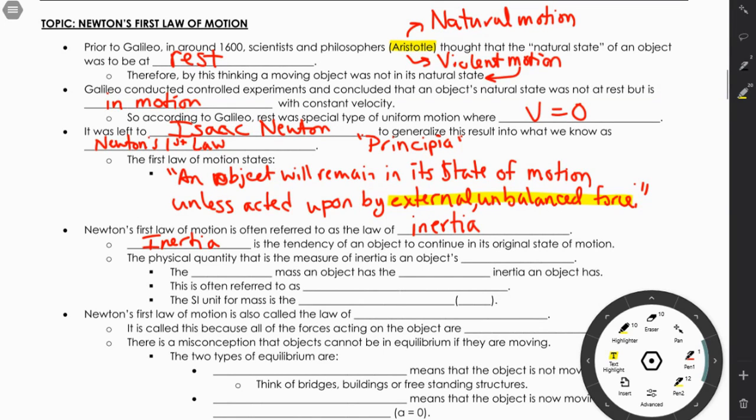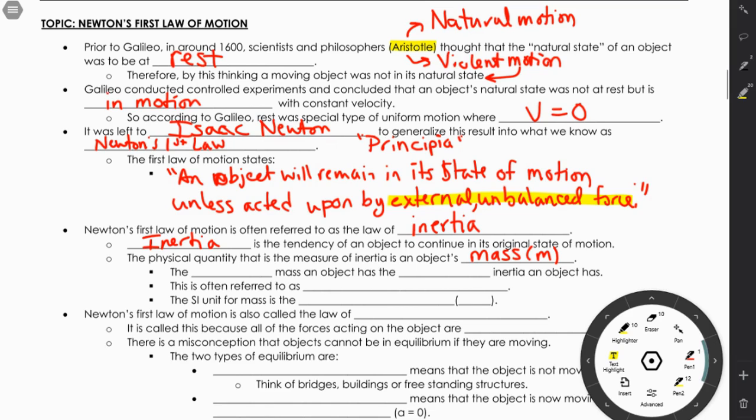So how do we compare this? There is a physical quantity attached to inertia, and that's an object's mass. When you're younger, you learn that masses are objects that contain matter, right?